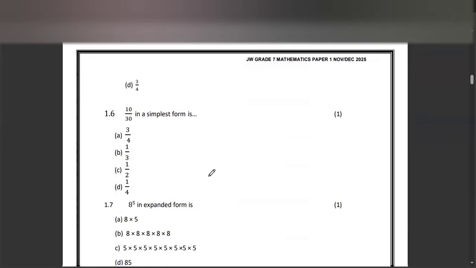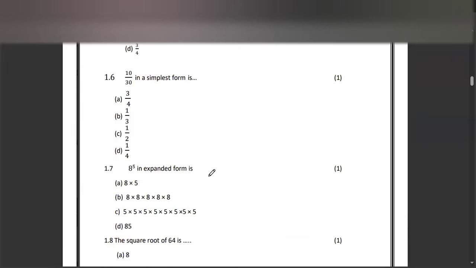Then 10/30 simplified. Okay, so 10 over 30 simplified. I mean, there's a 10, there's a 10. We can divide through by 10, divide through by 10. 10 divided by 10 is a 1. How many 10s are in 30? There are 3. So 1/3 is the best answer there.